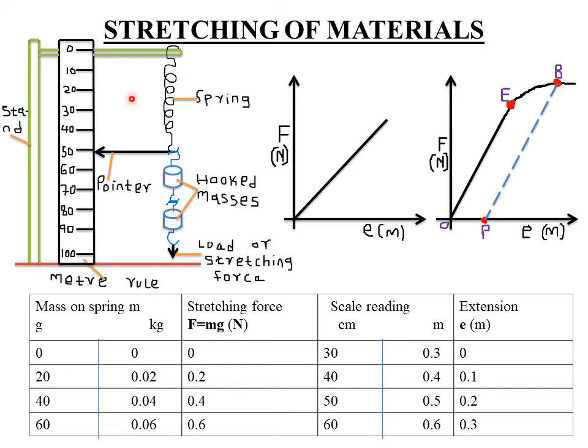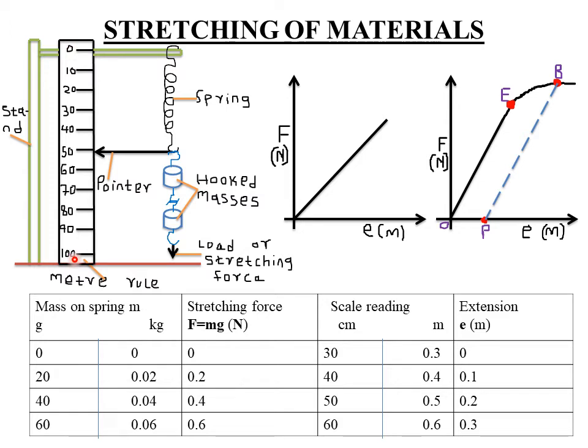So in this experiment, there are various apparatus that you will need. One, you will need a spiral spring with a pointer. This is our spiral spring, with a pointer at the end. You will also need a meter rule. This is our meter rule. Just a point to note that a meter rule will always run from the 0 centimeter mark to the 100 centimeter mark.